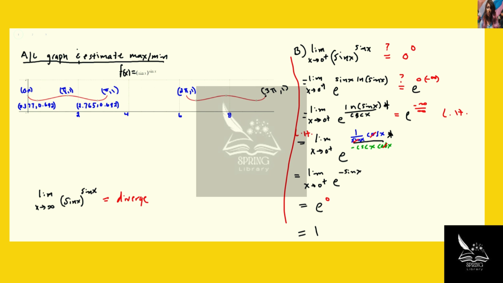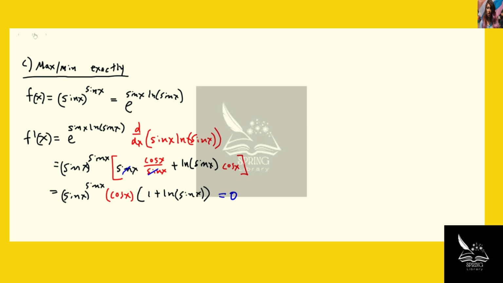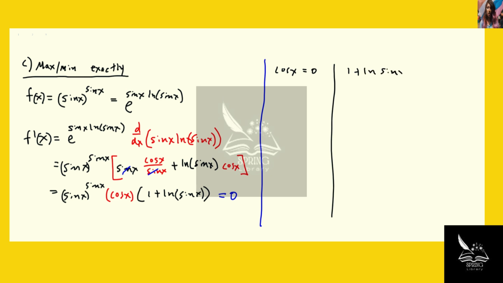So that will never be 0. So when we apply the zero product property, the only things we actually need to set equal to 0 are cosine of x and 1 plus natural log sine of x. So let's go ahead and do that off on the side here. So we have cosine of x is equal to 0, as well as 1 plus natural log of sine of x is equal to 0.